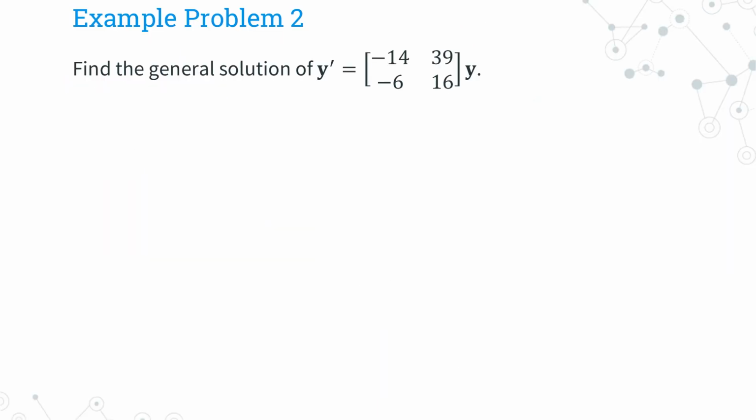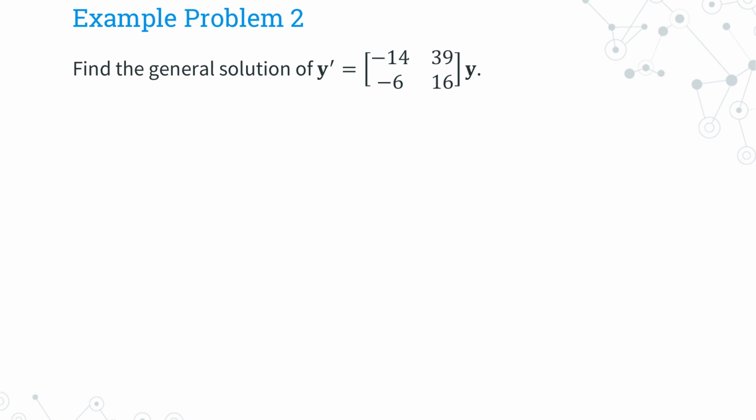All right, let's try example number 2. It says, find the general solution of y prime is equal to the coefficient matrix negative 14, 39, negative 6, 16 times y. And this one does not have any typos on it, like the last one did. So we are going to just do this one the way it is. So let's look at it. So we want to find the general solution here.